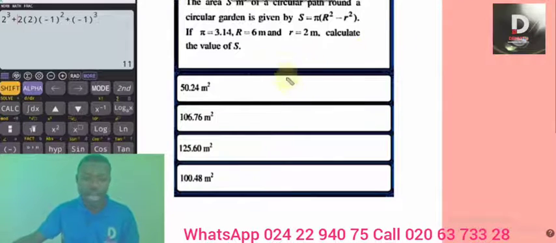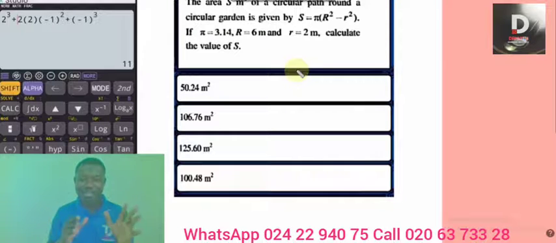Good. The area S meter squared of a circular path around a circular garden is given by S equals pi bracket capital R squared minus small r squared. That is the area of a circular path around a circular garden. It's a formula. We look at it later when you look at mensuration.